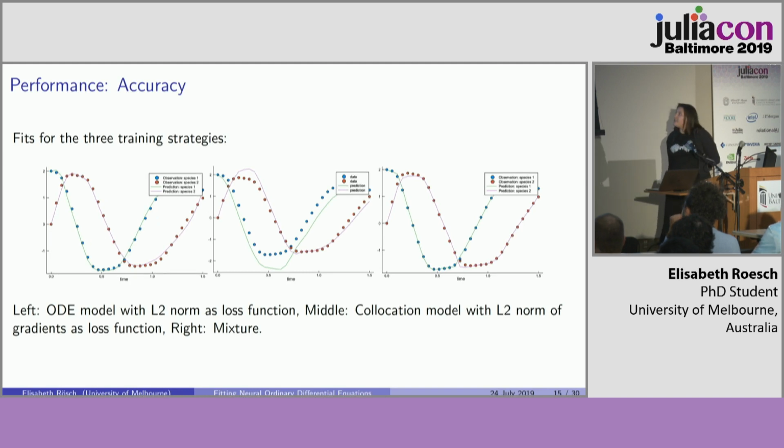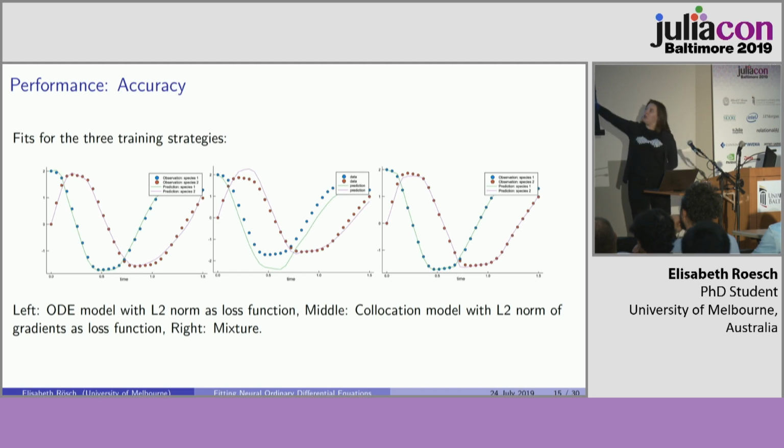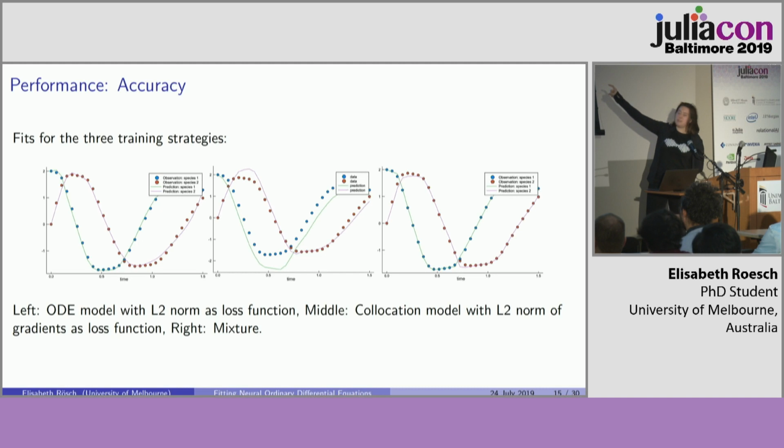Okay, so these are the three fits we get for the three different training strategies. On the very left, you can see it's a very nice fit with the L2 norm. In the middle, especially on the lower part of the green line, there's a fairly big gap to the observed data. And the right one is, again, fairly nice. So, I couldn't tell if the left one or the right one is actually the better fit. So these are the fitting results.